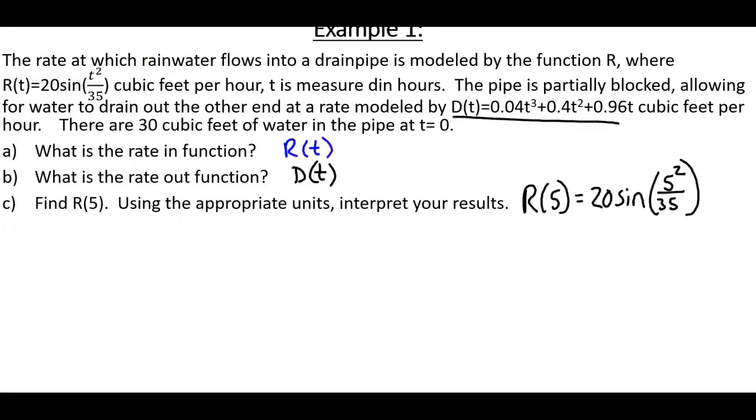And I just found out that it was 13.102. But we want the units, and we want to interpret it. Okay, so first of all, notice that it's positive. That means it's increasing. That means that the amount is increasing. Second of all, notice that this is how fast it's increasing. And third of all, notice the units are cubic feet per hour.